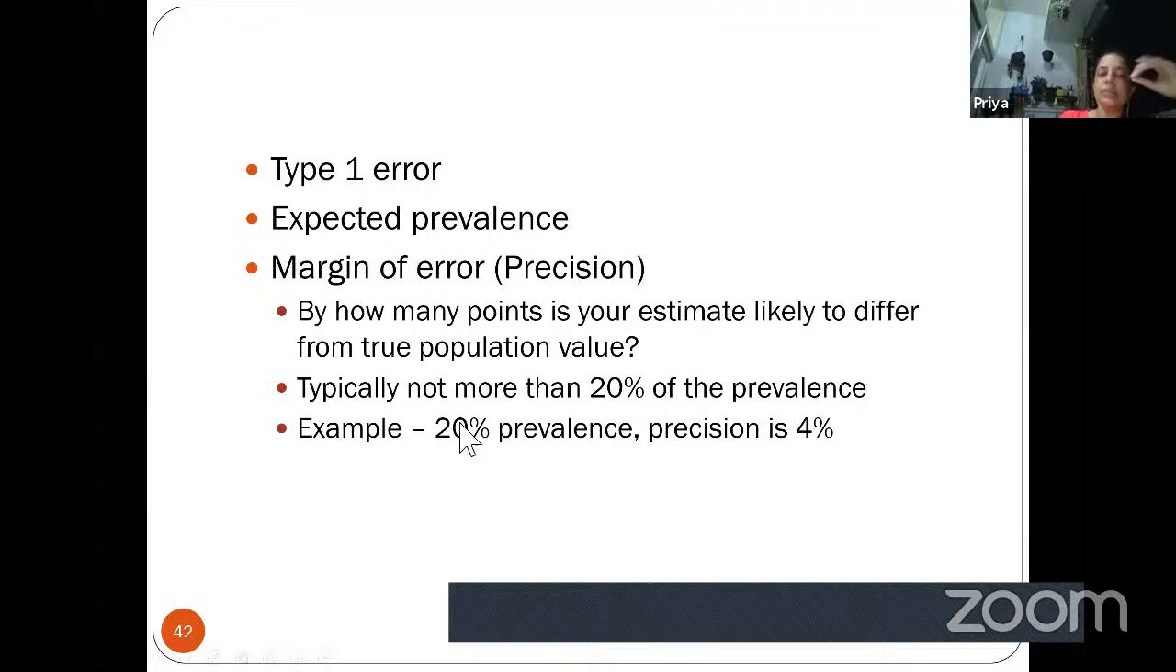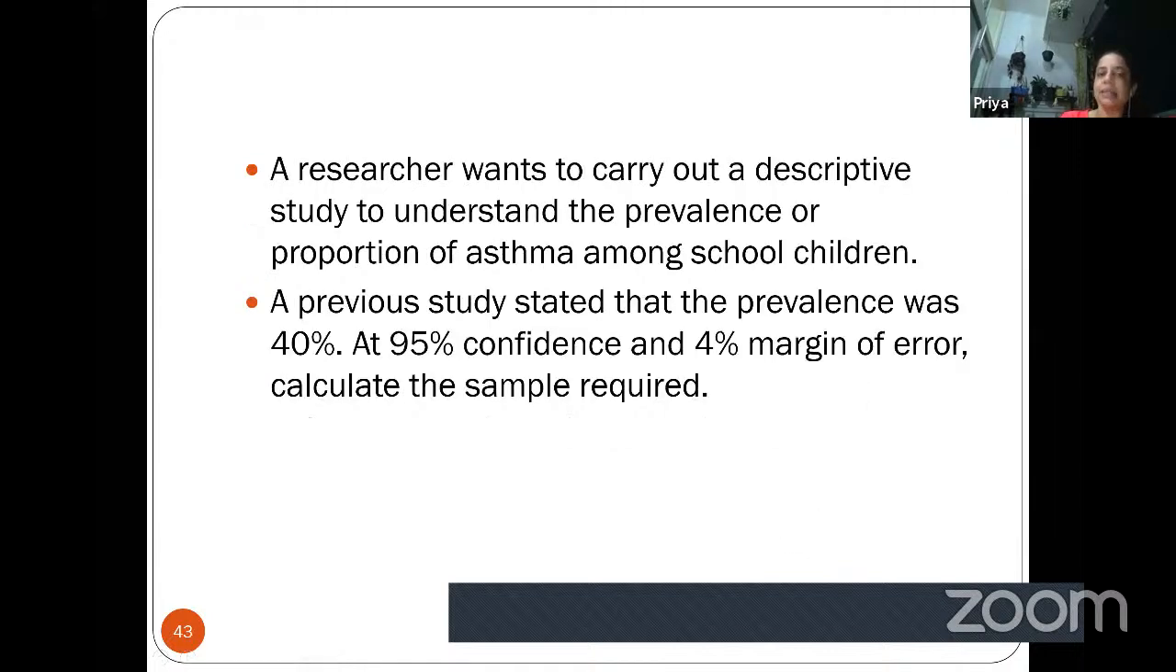Typically, this margin of error can't be more than 20% of the prevalence. For example, if your condition has a 20% prevalence, your precision will be 4%. Okay? And that's the data you need to put into the sample size equation.